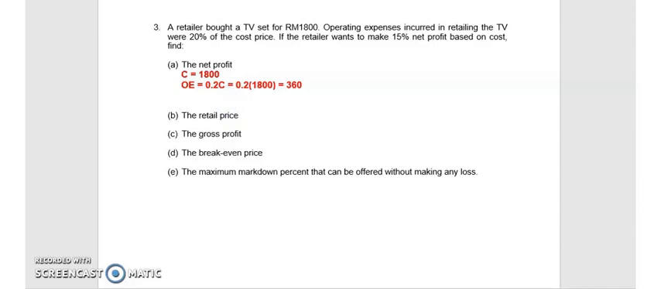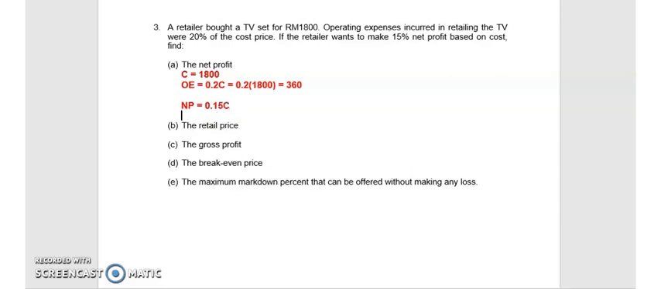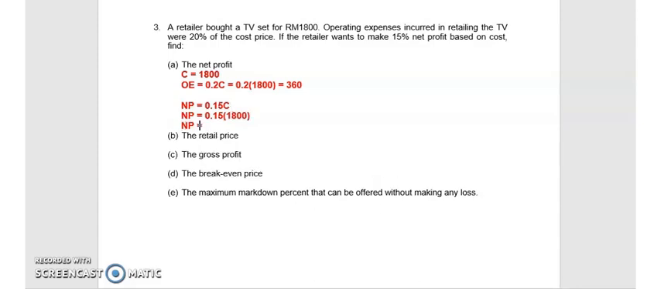Next, if the retailer wants to make 15% net profit based on cost, find the net profit. So the net profit is 15% based on cost, 0.15 C, which is 0.15 multiplied by 1,800. This is equivalent to RM 270.